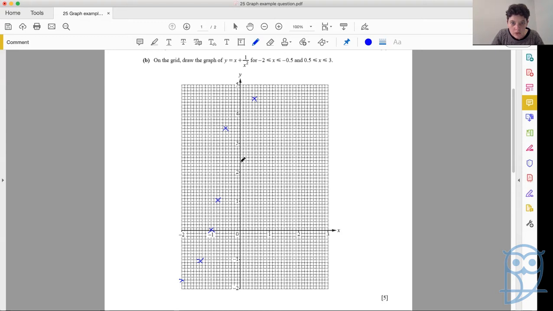1, 2, 3, 4, 5, 6, 7. But I want 7.5 and 5.3. So I'm in the middle. That's a bit of a big X. Okay, 1 is at 2. Thank you very much, examiner. You've given us sensible values. 1.5 is at 1.94.